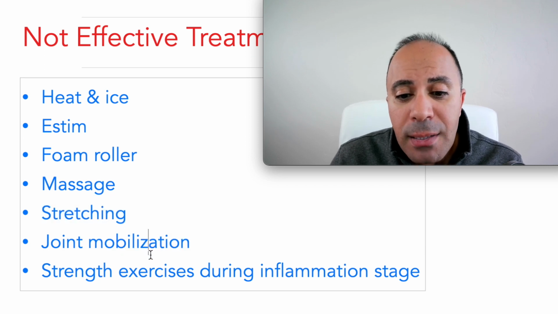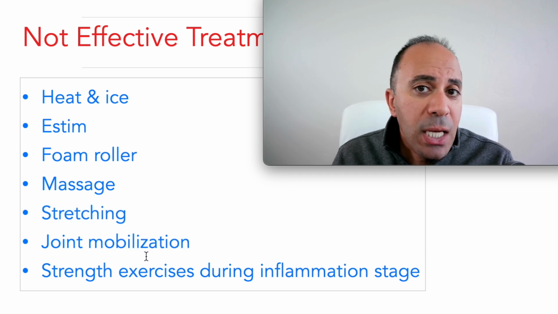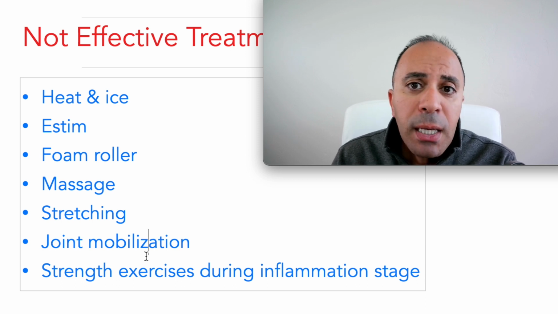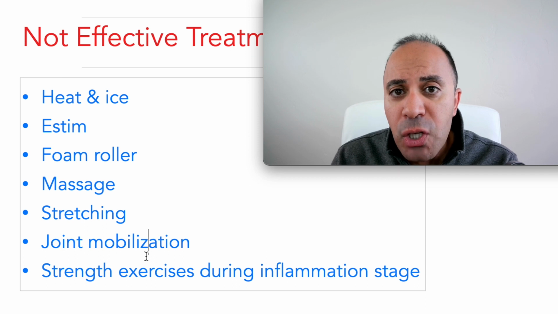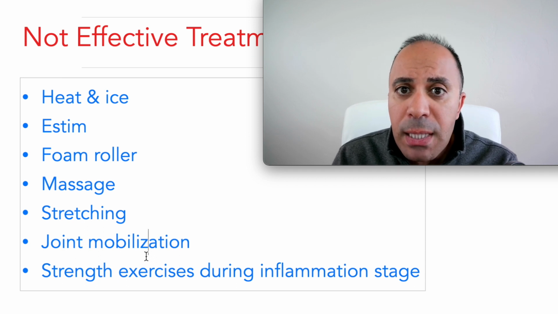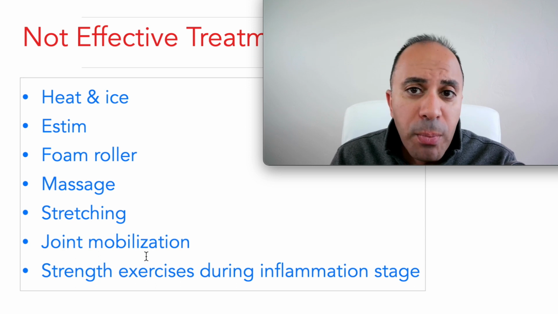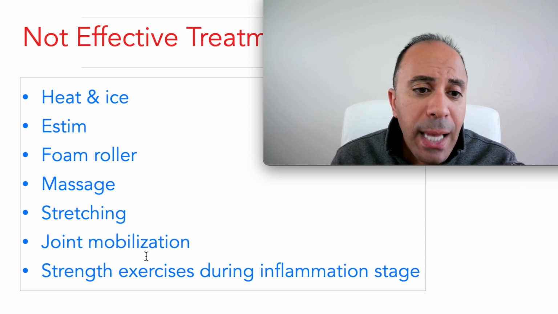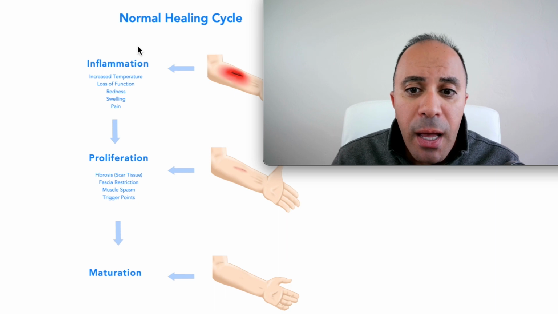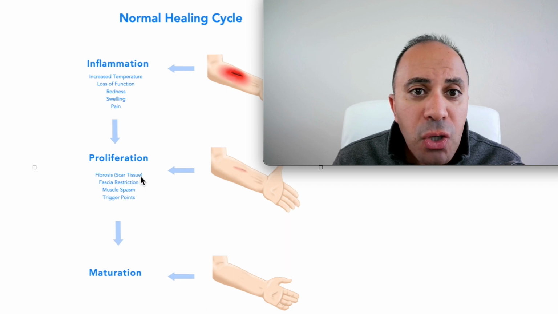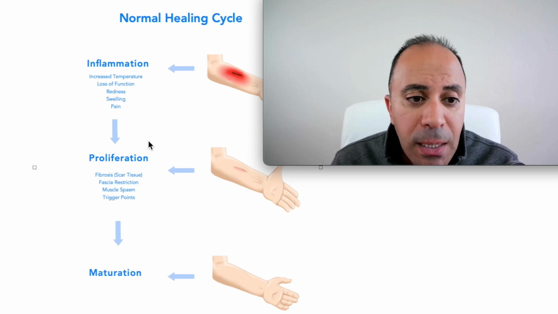The other thing that's commonly used is joint mobilization, and it's used by chiropractors, physical therapists, occupational therapists, and some people call it joint adjustment. And based on the studies, it provides either short-term pain reduction or no pain reduction. But when we look at the anatomy of the healing cycle, a lot of the issue we have is inflammation and fibrosis, scar tissue, fascia restriction, muscle spasm.